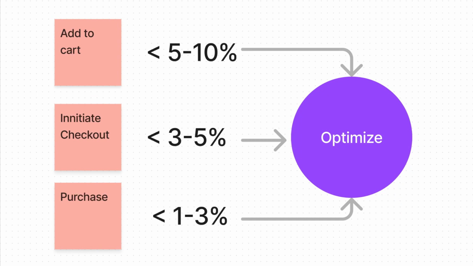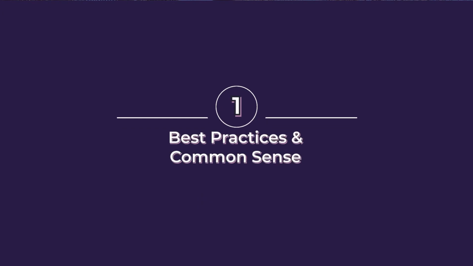Let's get started. The first step in my framework is to define which part of the funnel needs optimization. These are the benchmarks that I use. But the question remains, how do you optimize a website without historical data and which doesn't have enough traffic for proper A/B testing? Well, the answer is simple. Follow these next steps. Step 1, best practices and common sense.